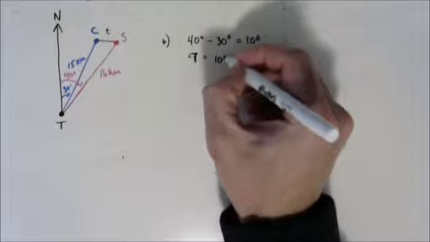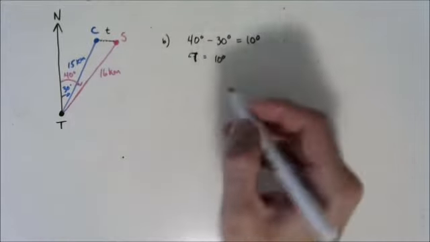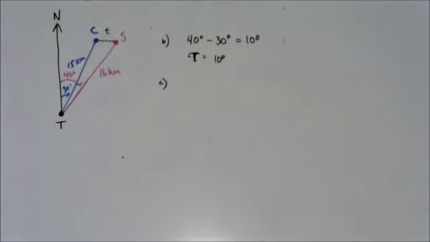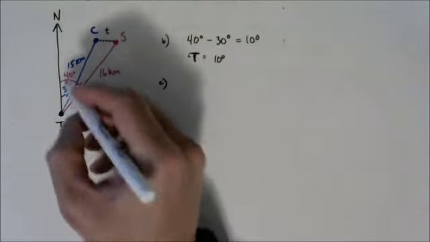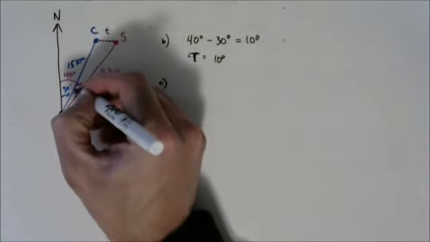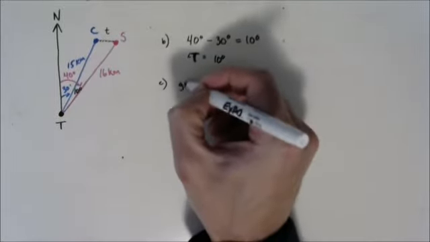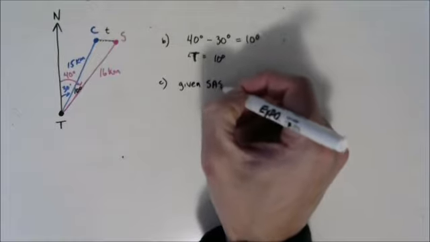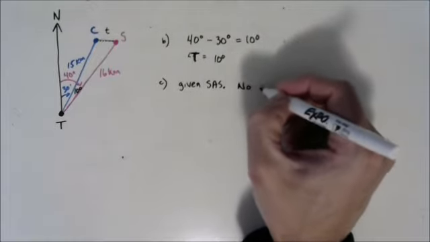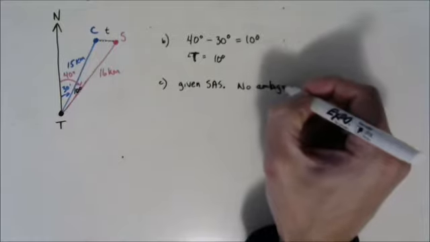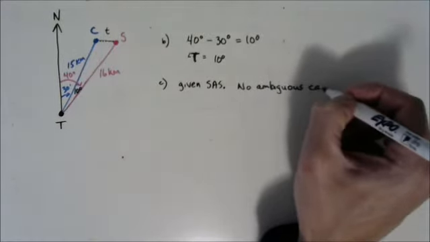For the sake of our problem, even though they could really all be angle T, we're only going to be using this angle, so we'll call that angle T. And C, is it necessary to consider the ambiguous case? Well, we consider the ambiguous case when we're given side-side-angle. This time, the angle that we're given is contained between the two sides. So we actually are given side-angle-side, in which case there is no ambiguous case.